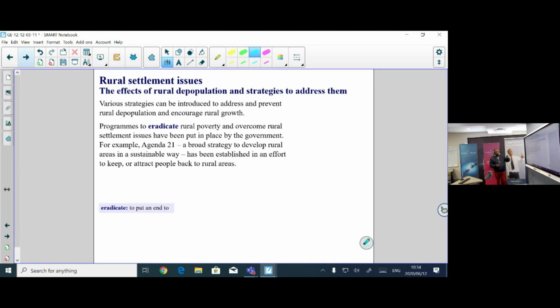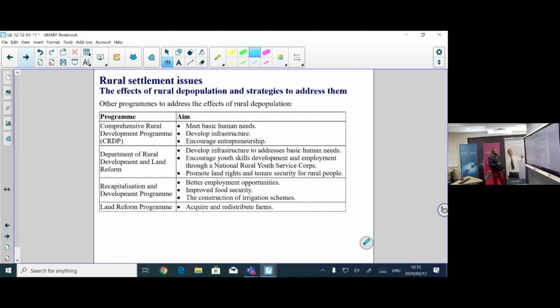So this Agenda 21 was established in an effort to keep or attract people back to the rural areas. We have other programs here that are being implemented to address the effects of rural depopulation, like the Comprehensive Rural Development Program, CRDP. The aim was to meet basic human needs, to develop infrastructure, and to encourage entrepreneurship.